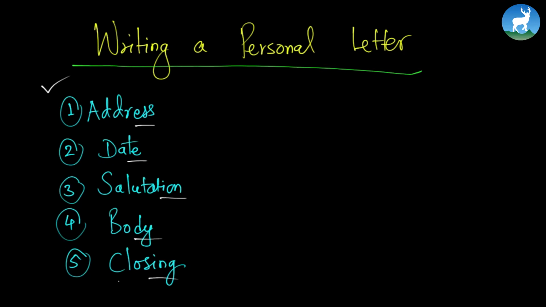So the address is written on the top. After that, we write the date. Then comes the salutation, then the body part, and finally the closing. You can either write a complete address or a short address. Since it is a personal letter, you don't need to write a complete address. You can just write the name of the place, and that would be enough.